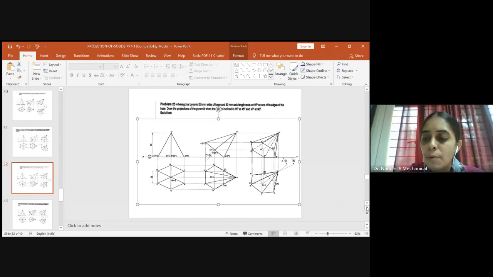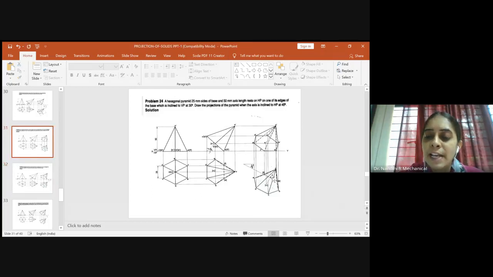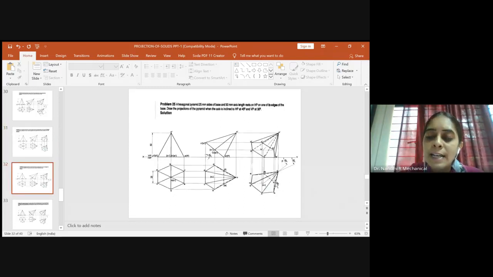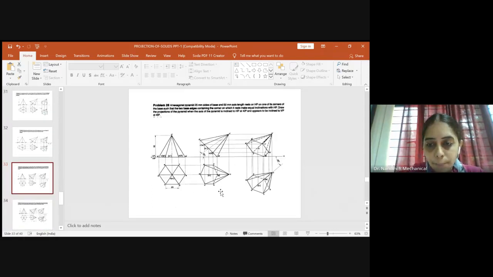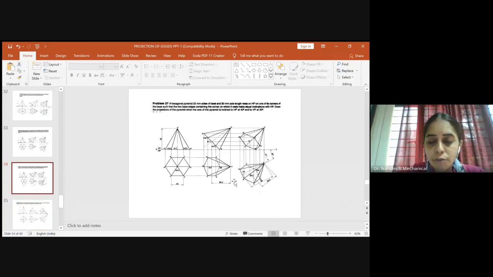Okay, so same problem, if it is resting on one of its edge for VP inclination, we won't determine beta. So same problem, if it is an axis inclination, we have to determine the beta angle, right? So this is about the position of the hexagonal pyramid resting on one of its edge. Similarly, I'll just show you one more problem resting on one of its corner. Okay, the same thing, there are two problems. I will show the problem resting on one of its corner along with the beta angle calculation.